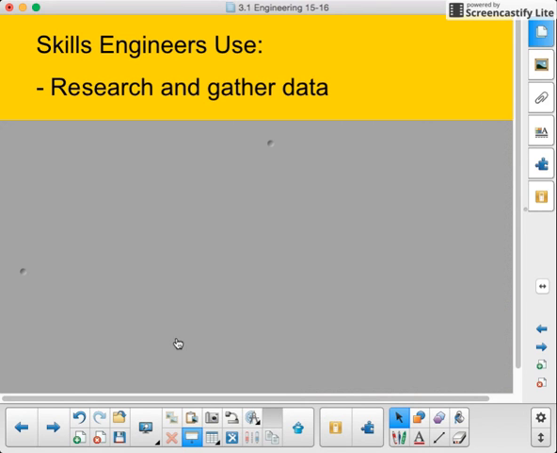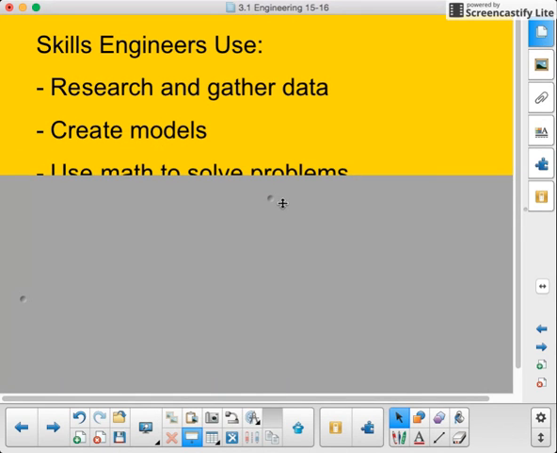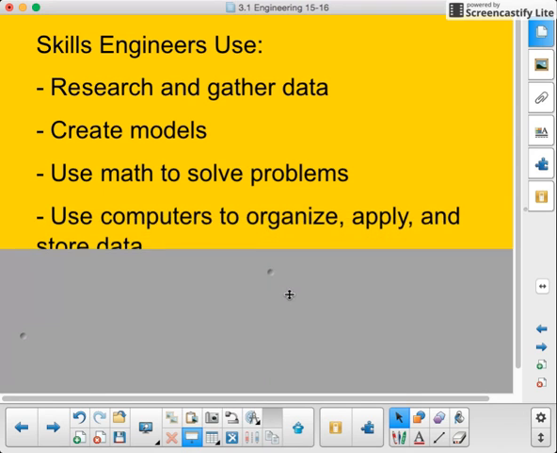In that first video on Ed Puzzle, What is an Engineer? You saw some skills that engineers use, and there are a couple that are mentioned here that weren't in the video as well. Engineers research and gather data. They create models, like we learned about in the last unit. Engineers use math to solve problems. There's a lot of math in the field of engineering. They use computers to organize, apply, and store their data.